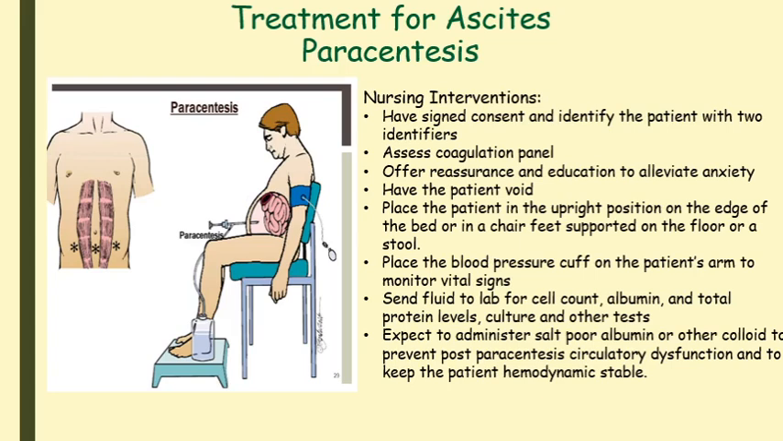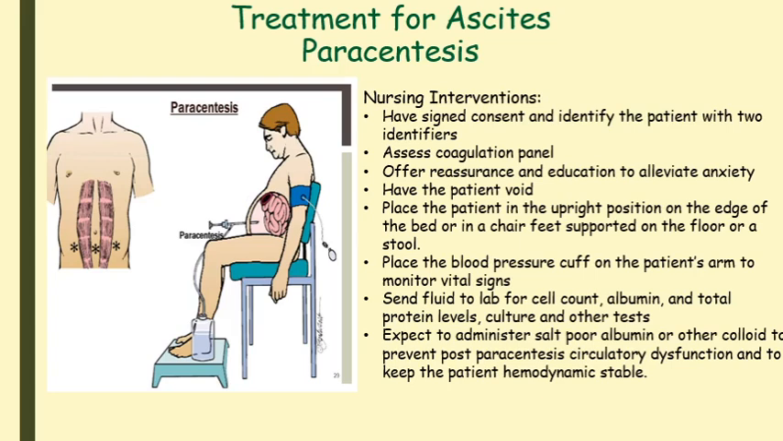So paracentesis is a treatment for a patient who has ascites. And so what are you going to do, as a nurse, as you're assisting the physician for the paracentesis? We need to make sure that we have a signed consent and we identify the patient with two identifiers. We are going to assess their coagulation panel because the doctor is putting a needle into their abdomen. And we already know that they have thrombocytopenia. We are going to offer reassurance and education to help alleviate anxiety for the patient.